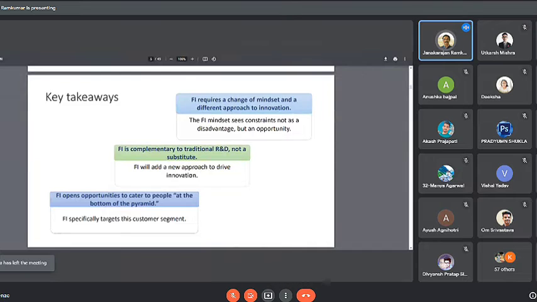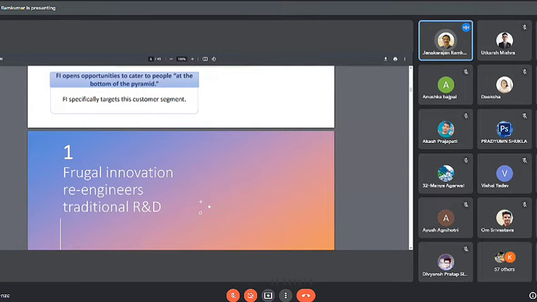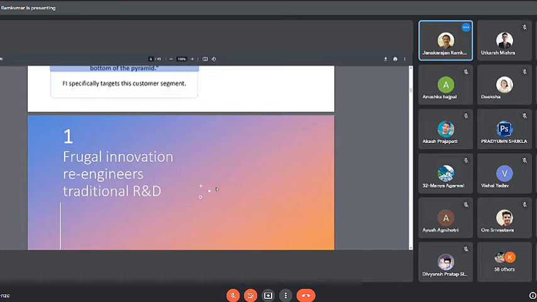Many in the corporate world try to solve problems only for the top of the pyramid. But frugal innovation will try to solve problems for the bottom of the pyramid. When you do that, you will have many people buying your solution rather than few people. You will make more profit by selling more in numbers rather than selling one and making a huge profit margin. Frugal innovation especially targets a customer segment, and the customer segment here is the bottom of the pyramid. Frugal innovation re-engineers traditional R&D.